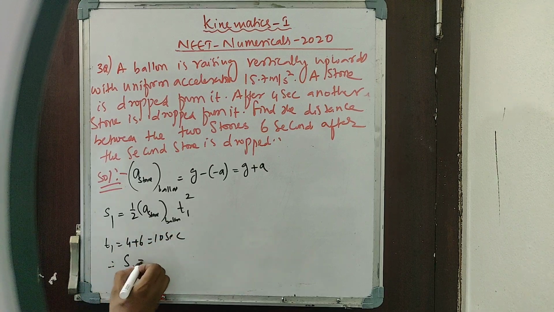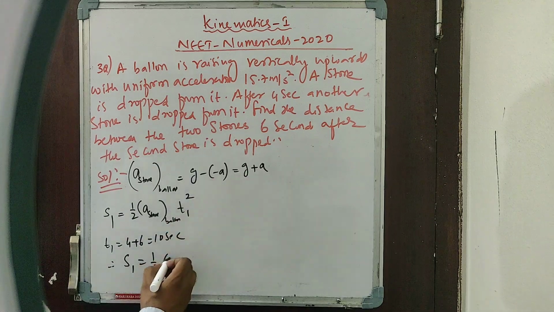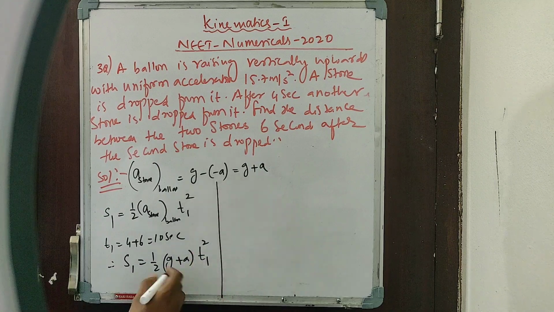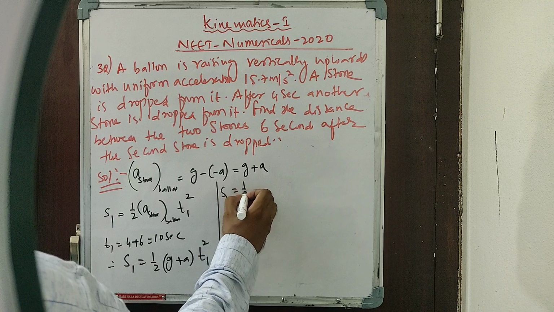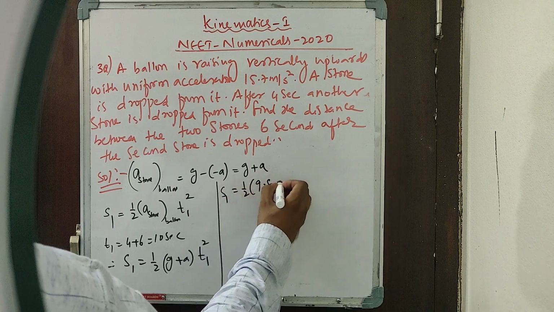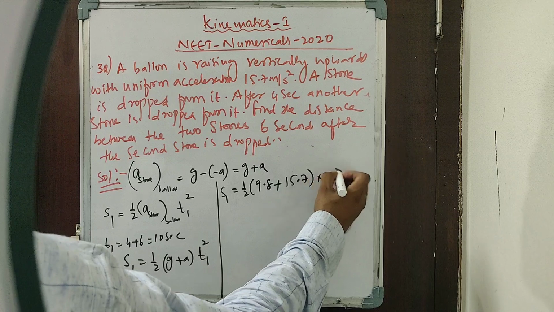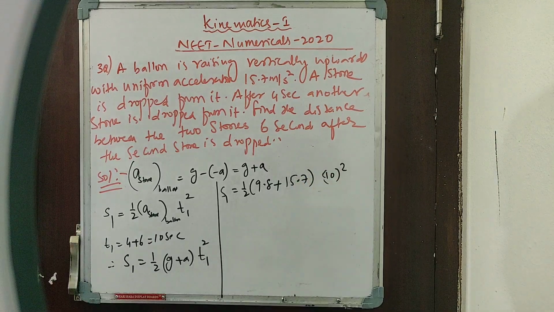So S1 is equal to half into the acceleration of the stone with respect to the balloon, which is g plus a, into T1 square. Everything is given in this one. So if I write the relation, S1 is equal to half into 9.8 plus 15.7 into 10 square. That will be the relation for the given condition.